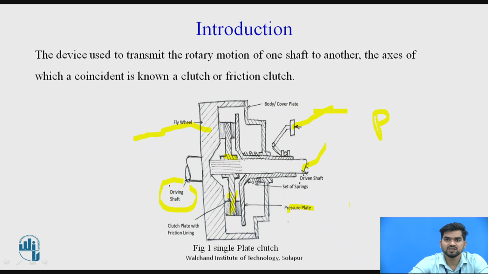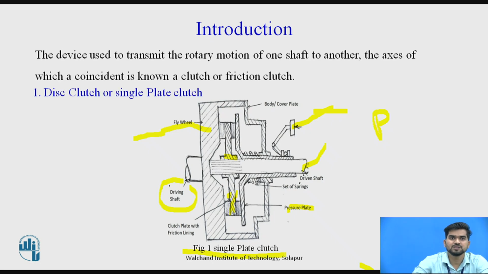Generally we are using four types of clutch. The first one is a single plate clutch, the second one is a multi plate clutch, the third one is a cone clutch, and the last one is a centrifugal clutch. From that, the first one we will see is the single plate clutch. Whatever we had observed, this figure is for the single plate clutch. It is also called a disc clutch or the single plate clutch.